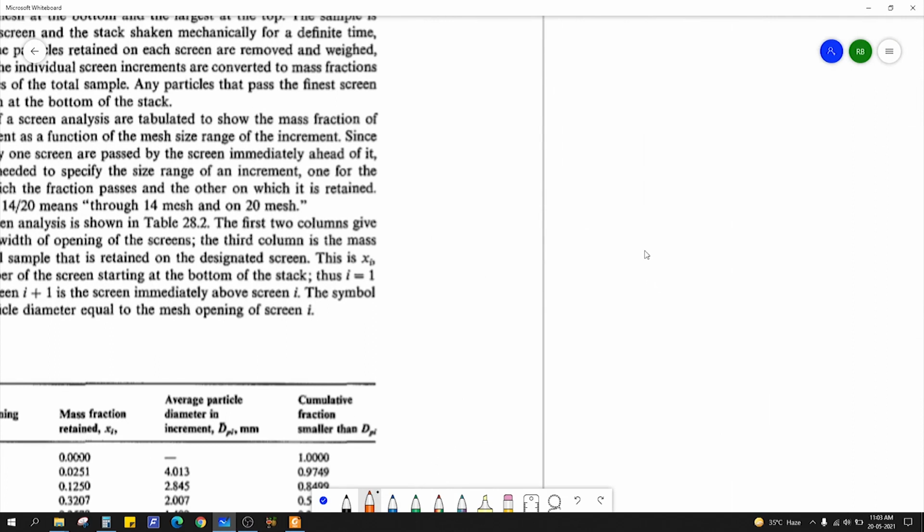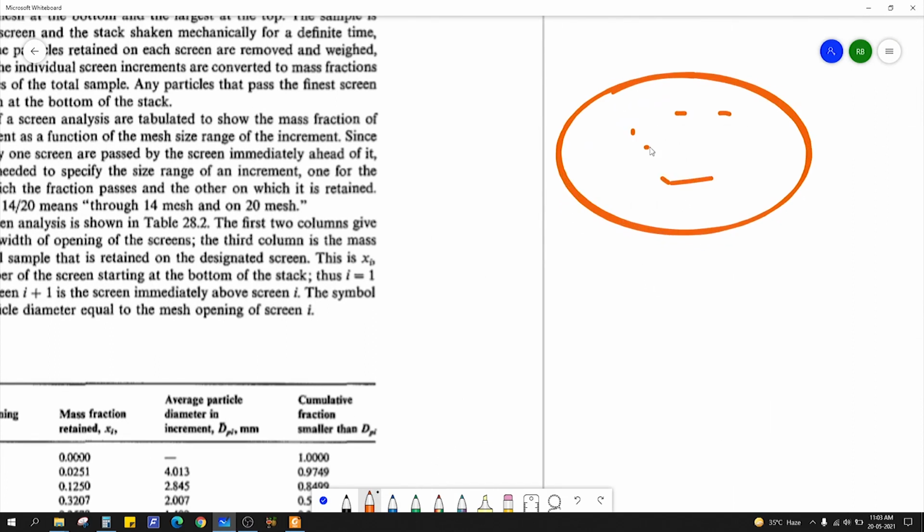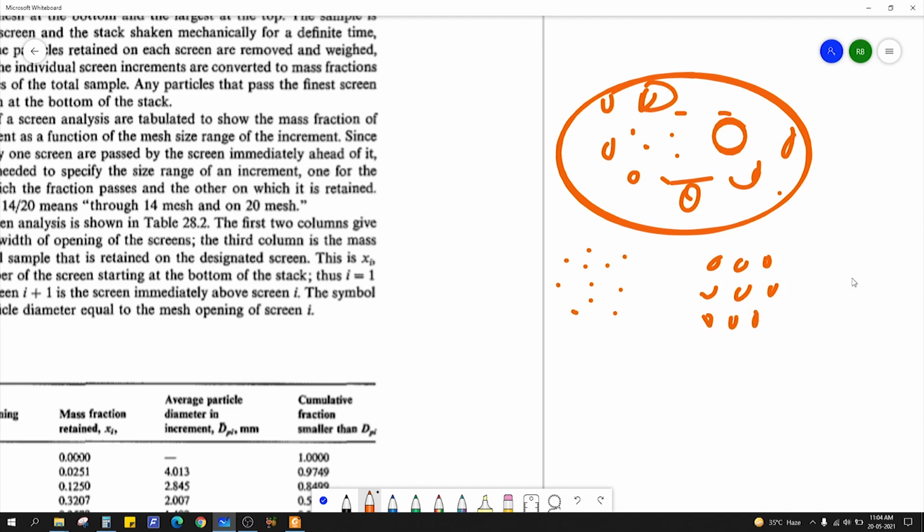In screen analysis, what we do is, suppose we have a mixture of different average particle diameters. We want to separate this mixture into different samples. Like I want to separate into DP1 average diameter, and DP2 average diameter. So we have particles of different sizes. It's a mixture, right? I want to separate this into different particle samples.